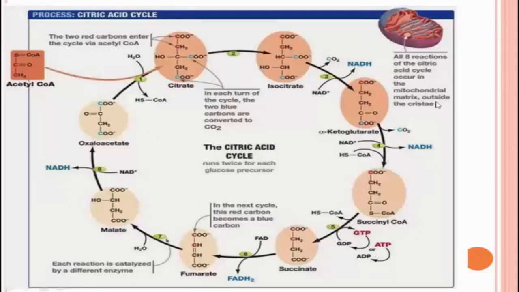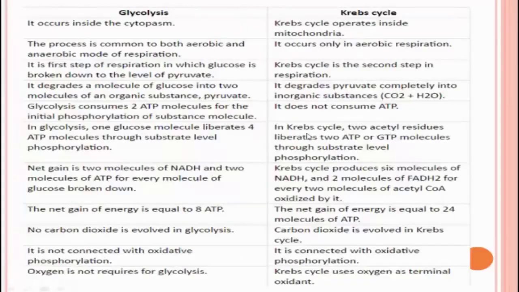We have here in the diagram the citric acid cycle, and we have here the difference between the first stage and the second stage of respiration. Glycolysis occurs inside the cytoplasm, while Krebs cycle is inside the mitochondria, and glycolysis is a process which is common to both aerobic and anaerobic modes of respiration, but the Krebs cycle only occurs in aerobic respiration.